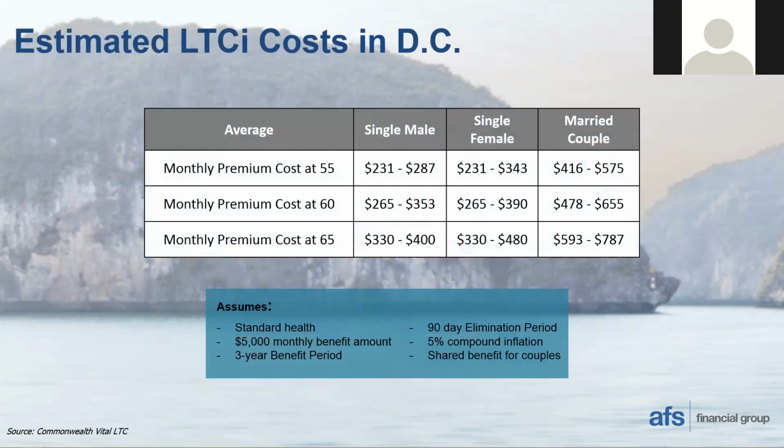And a quick comment: for married couples, if you both qualify and you get a policy, you can get what are called shared benefit policies, where if one of you uses up all of the benefits in your own policy, you can tap into your spouse's benefits. So it adds a little bit of flexibility.